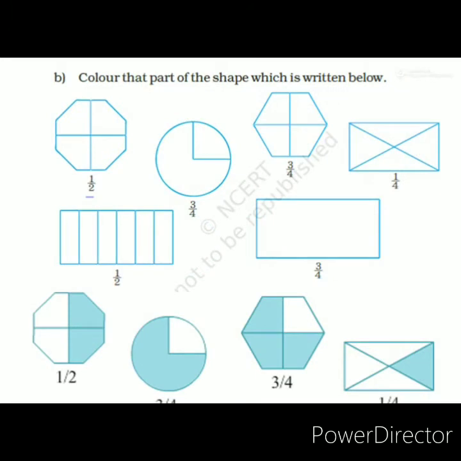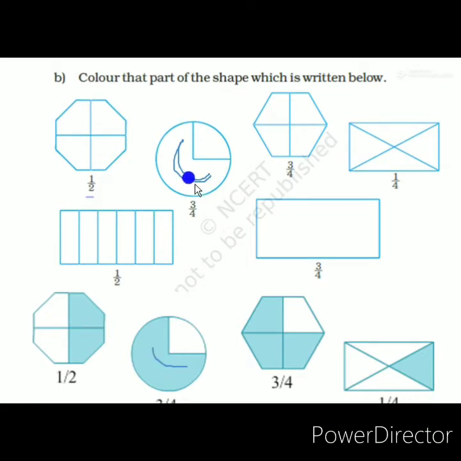See, the first one is we have to color half of the 4 equal parts of this first picture. I have shown here how to color half of these 4 equal parts. 2 parts we have colored. Now question number 2 is 3 by 4th. Here it is a circle. 1/4 part they have separated from this circle, and the remaining part is 3/4. That big portion is 3/4 part. This part we have to color. This is the colored part of the 3/4 of the circle.